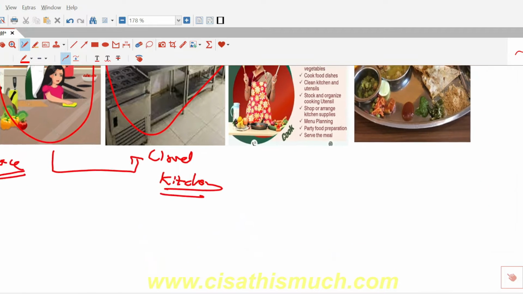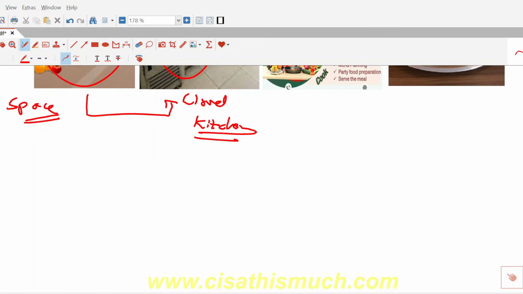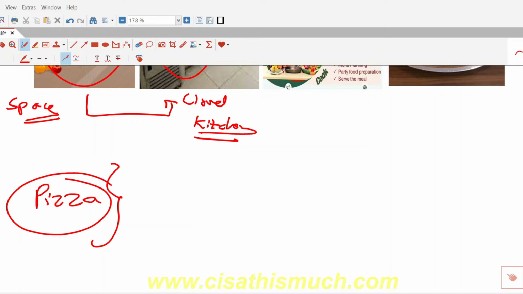Now, just a second, when I say you want to make a pizza, pizza is an end product, right? And when it comes to pizza, don't you think it has to go through from the basic level till the advanced level?